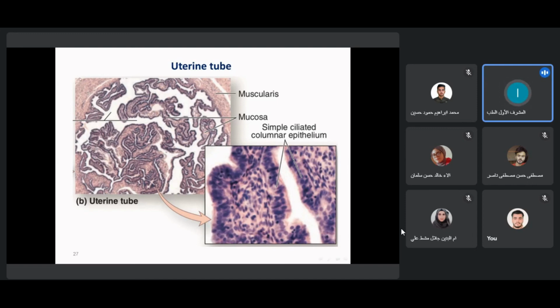The serosa is covered by a layer of mesothelium lining. The folds here are most prominent in the ampulla, forming a labyrinth-like pattern, and they much decrease in their folding in the third part or isthmus, and these folds are absent in the intramural part.